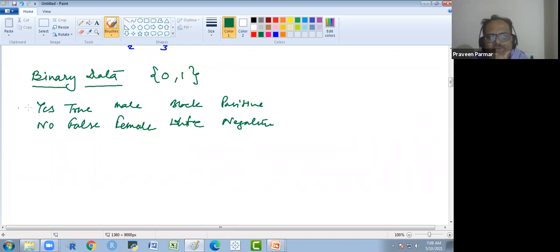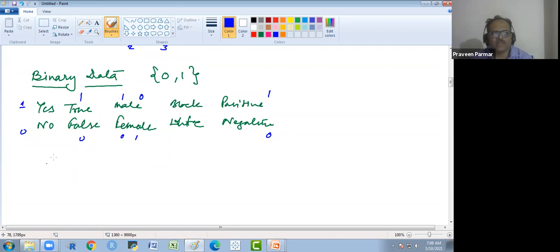And we generally represent them by 0 and 1. Generally, by default, we represent yes by 1 and no by 0. Here also, positive is 1, negative is 0. But if you see male and female, either you could put male 1 and female 0, or you could put female 1 and male 0. Similarly here in black and white.